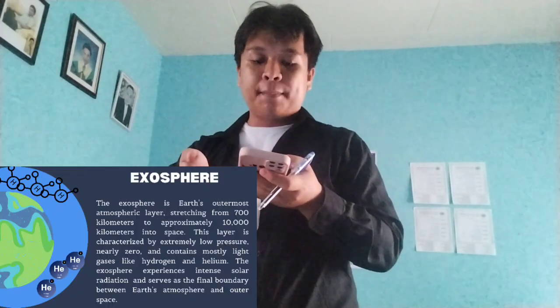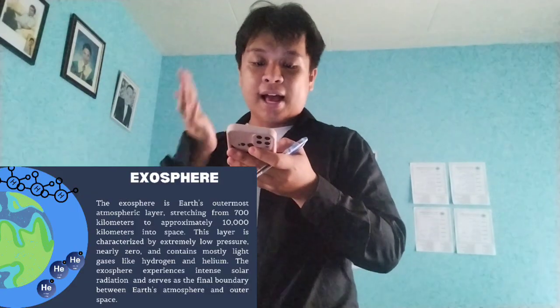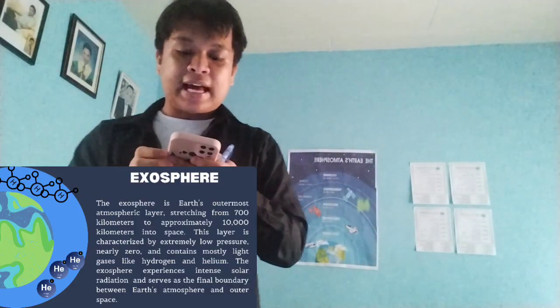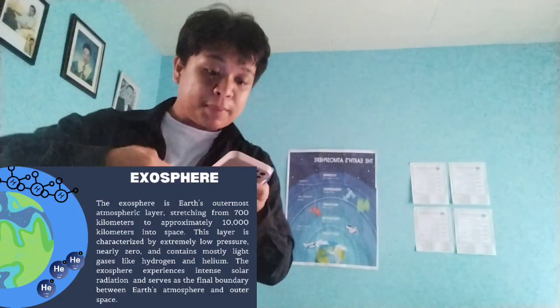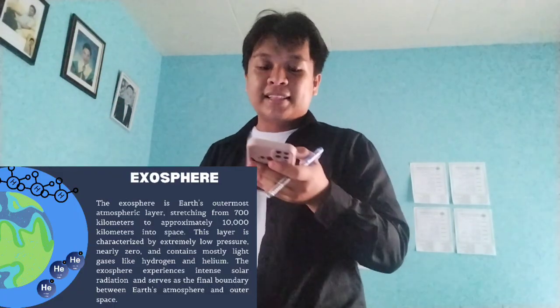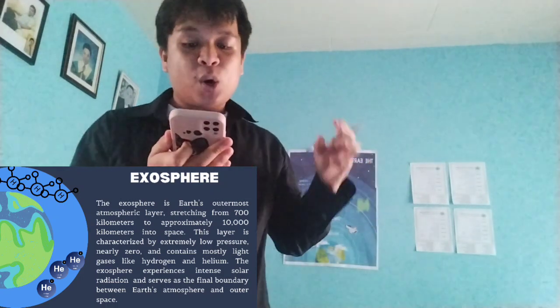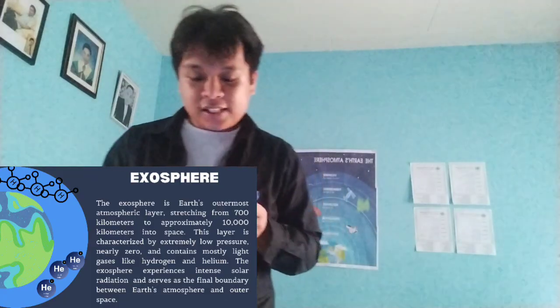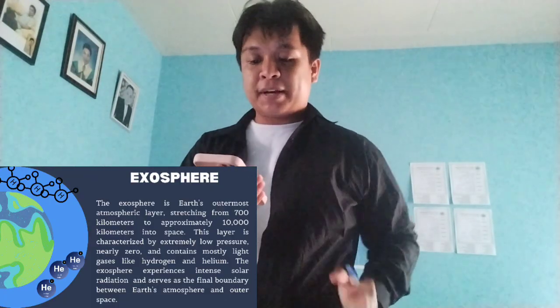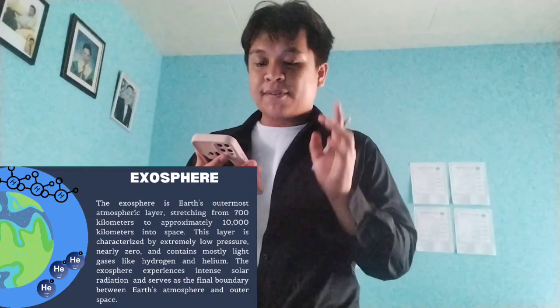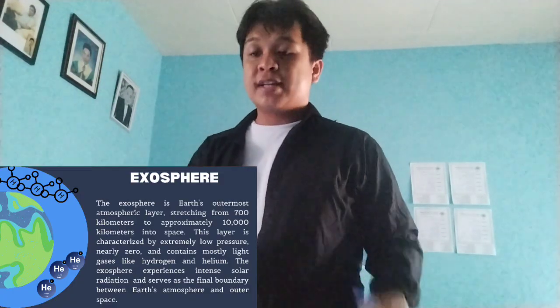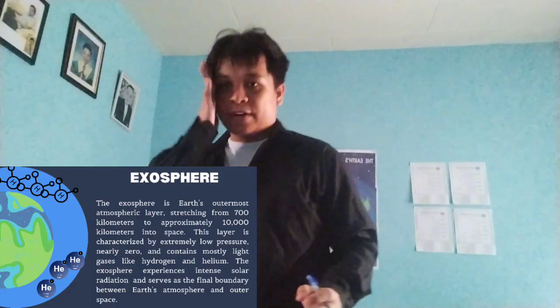Next, right now, down to the last part of the layers of atmosphere, or what we call the exosphere. So, exosphere is the Earth's outermost layer of the atmosphere, stretching from 700 kilometers up to approximately 10,000 kilometers into space. So this layer is characterized by extremely low pressure gases like hydrogen and helium. So the exosphere experiences intense solar radiation and serves as the final boundary between Earth's atmosphere and space.